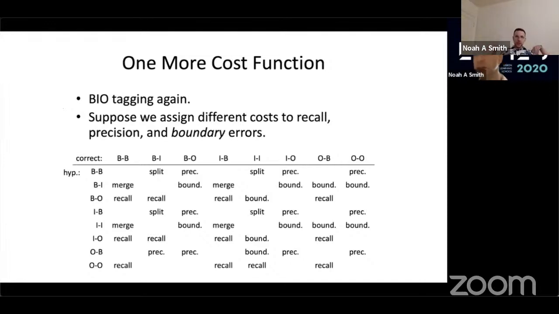The only one that's missing here is OI, which is not allowed. You always have to have a B before an I. And what I've done is I've manually categorized each of the possible errors here as being a precision error, or a recall error, or a merge error, or a split error. You can pause the video and check my work.